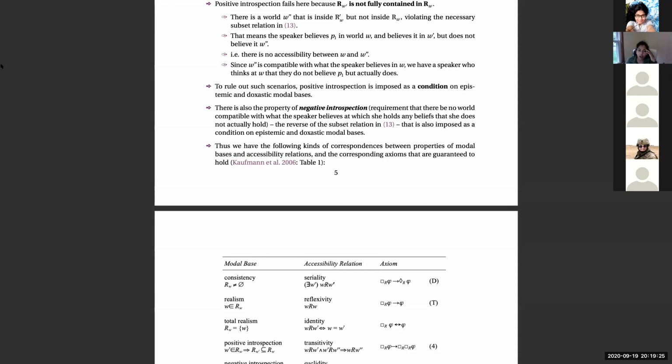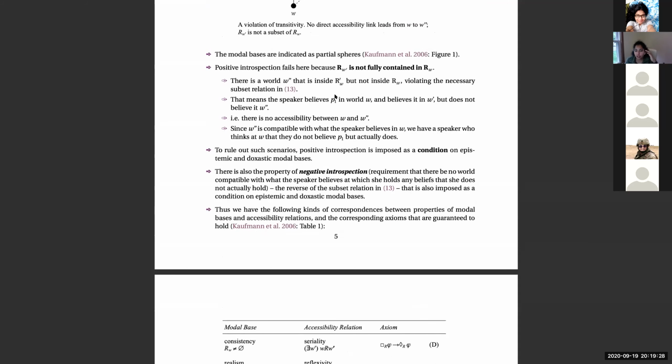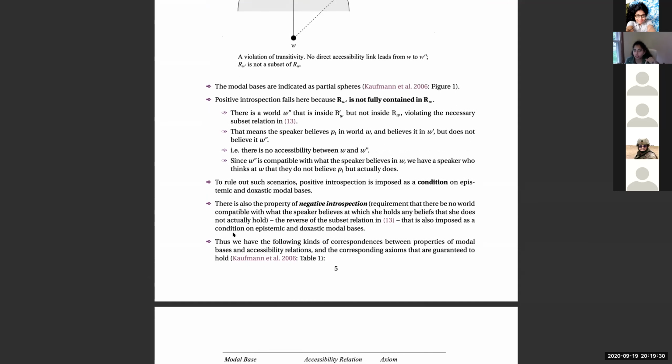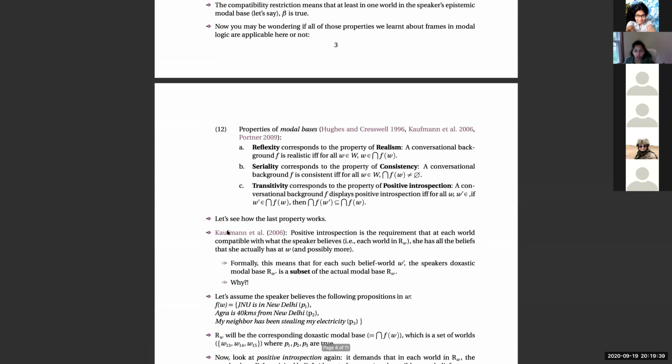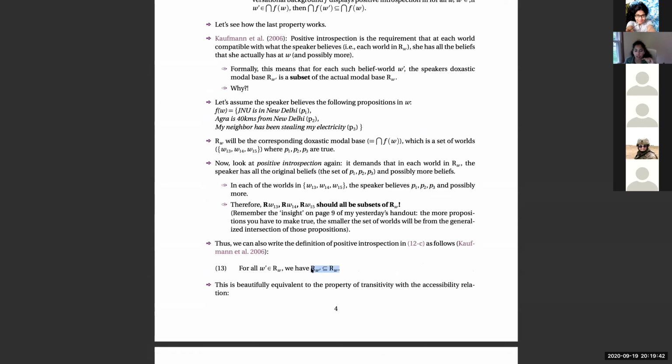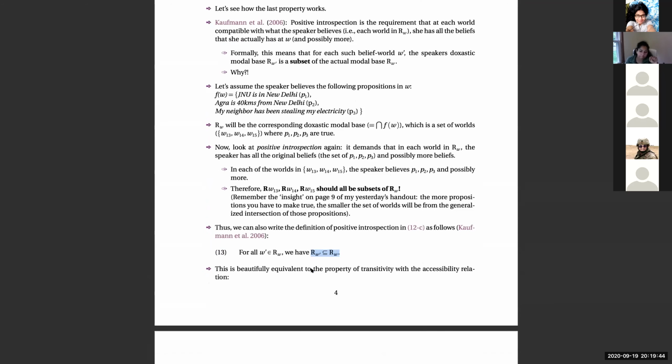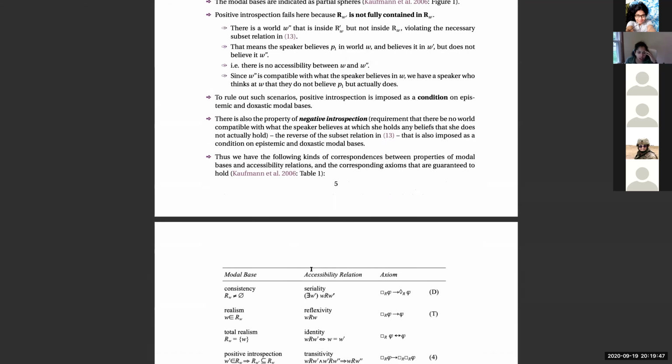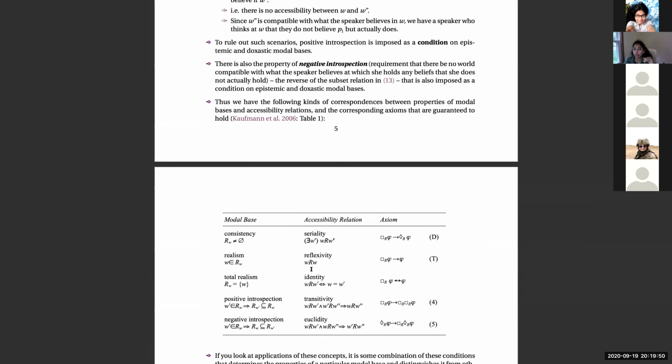There is also the property of negative introspection, which is a requirement that there should be no world compatible with what the speaker believes, in which she holds any beliefs that she does not actually hold. Okay, so it's a reverse subset relation compared to 13. In 13, you saw this is the way the subset relation goes. With negative introspection, it's the opposite. Okay, so Kaufman et al. provide this very nice table where we can see some properties of accessibility relations that we saw and how they correspond directly with properties of modal bases. So you have your seriality property, which is represented as consistency in modal bases.